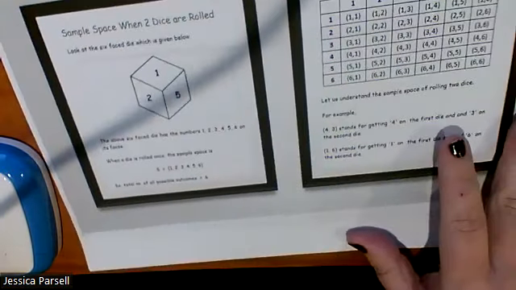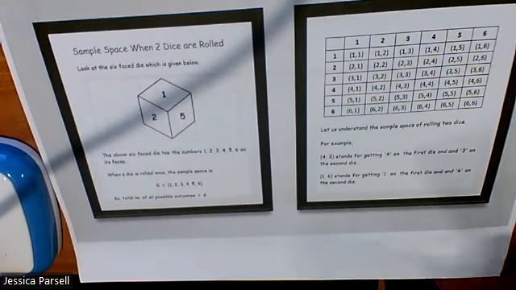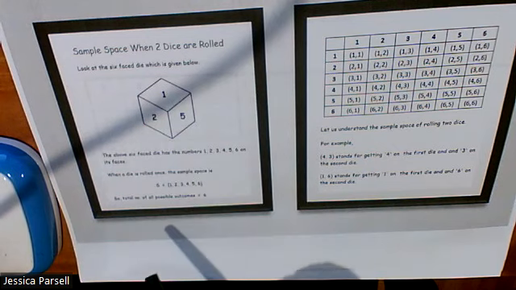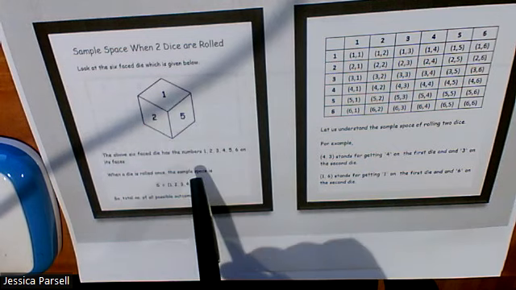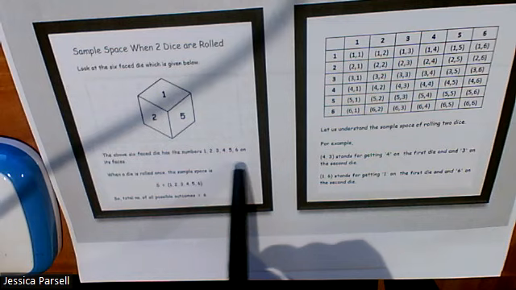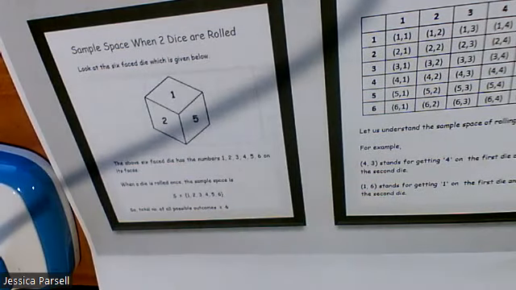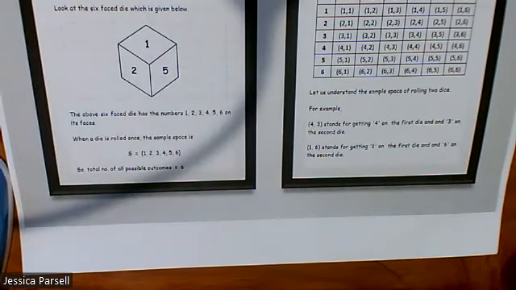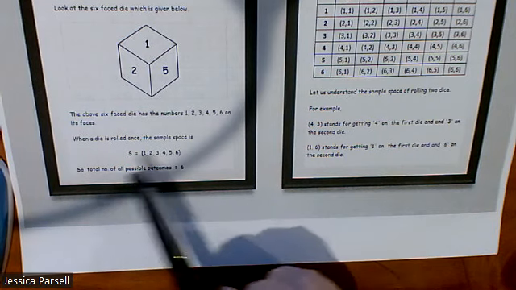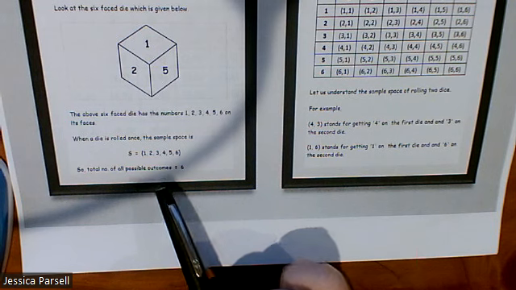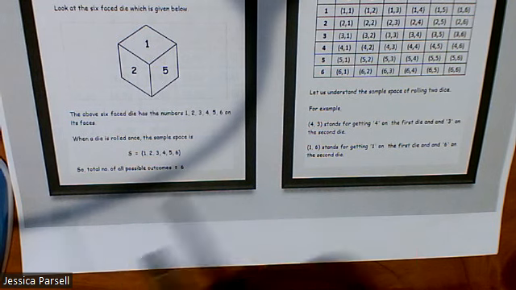Okay, so we are going to be looking at a sample space when two dice are rolled. So I said, look at the six-face die, which is given below. This six-face die has the numbers 1, 2, 3, 4, 5, and 6 on its faces. So we know our sample space is 1, 2, 3, 4, 5, 6. So the total number of all possible outcomes when you roll a die we know is 6.